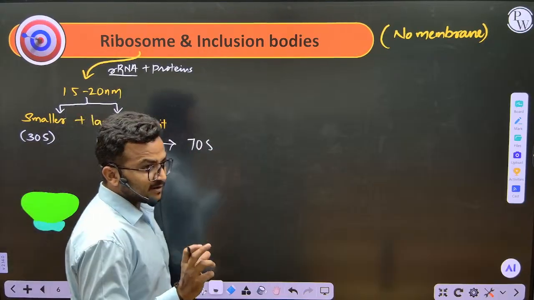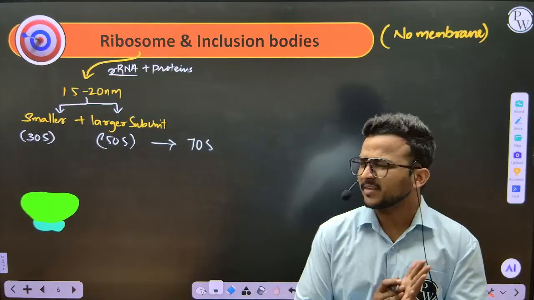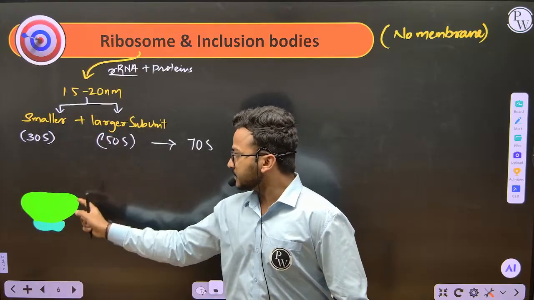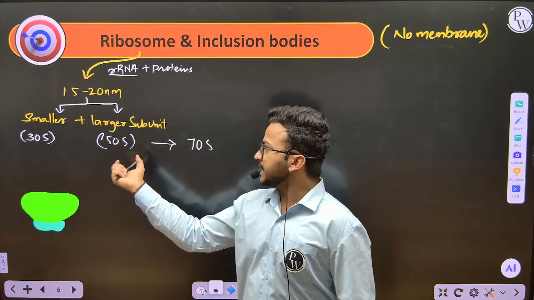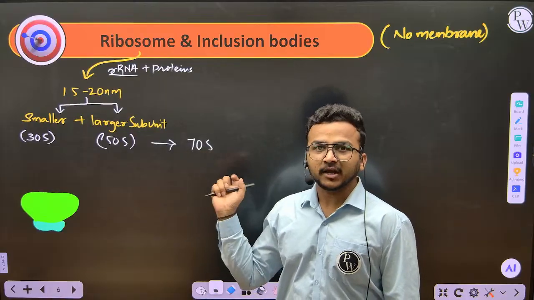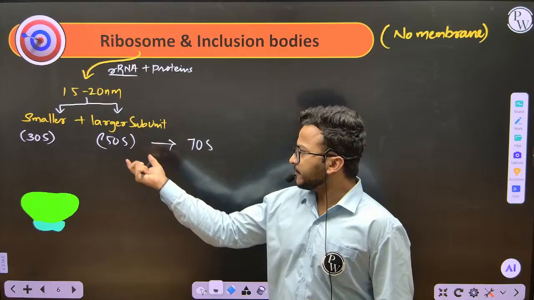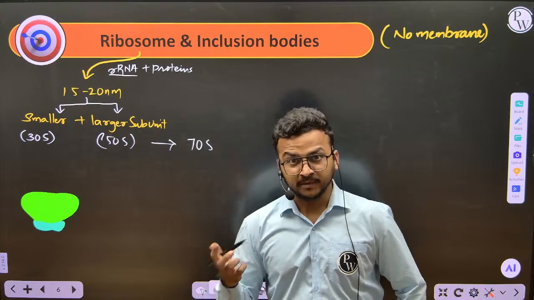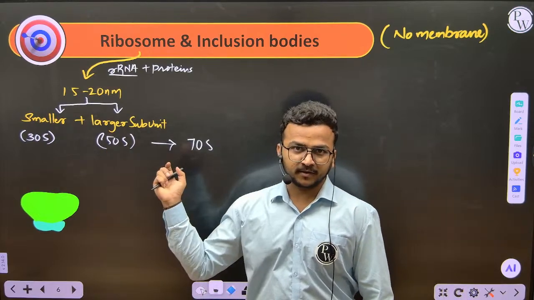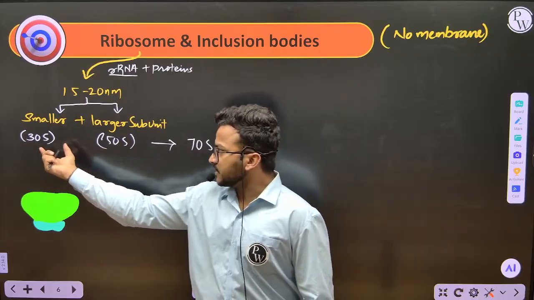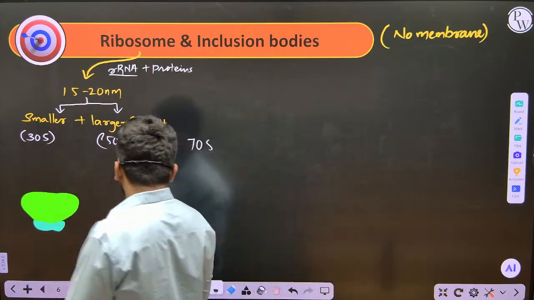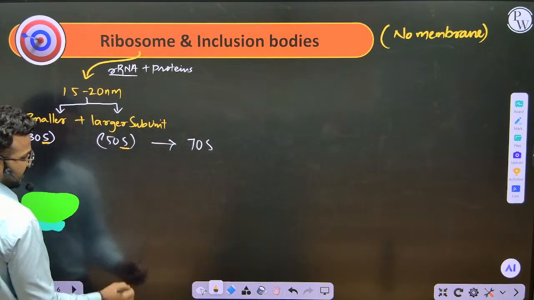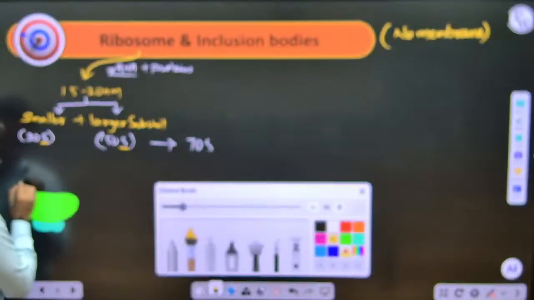You might be confused here, surprised that I am saying the smaller subunit is 30S and the larger subunit is 50S, yet together it is 70S and not 80S. This was asked in NEET three to four times, based on the gradient. S means Svedberg unit. Here the S is there, no? S means Svedberg unit.